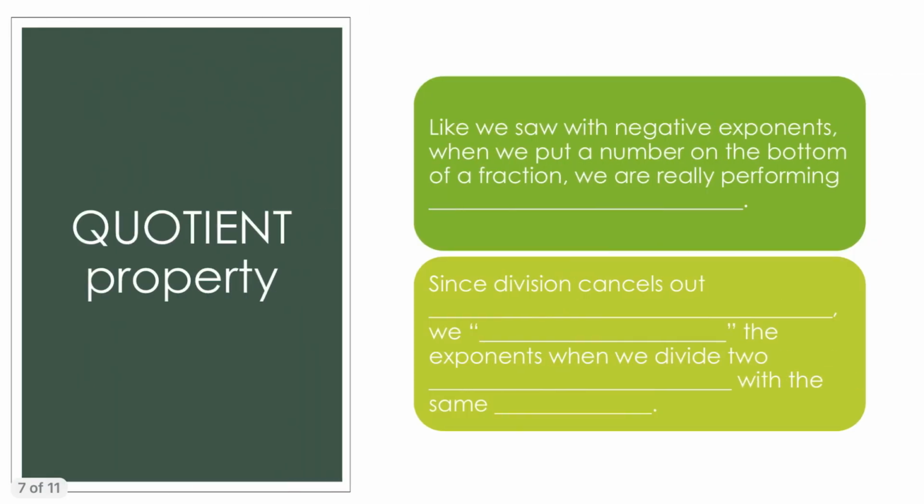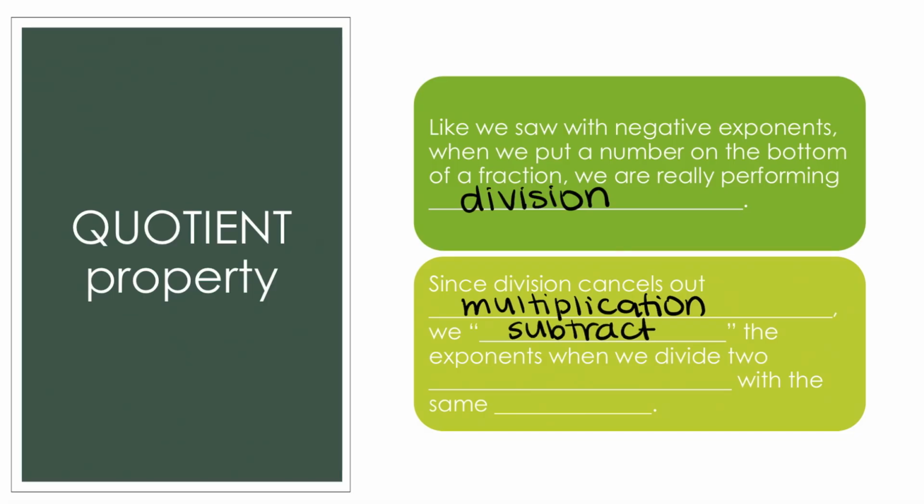Okay, so now let's talk about the quotient property. Like we saw with negative exponents, when we put a number on the bottom of a fraction, we are really performing division, right? And so since division cancels out multiplication, we subtract the exponents when we divide two exponents with the same base. So I'm just going to write all that down.